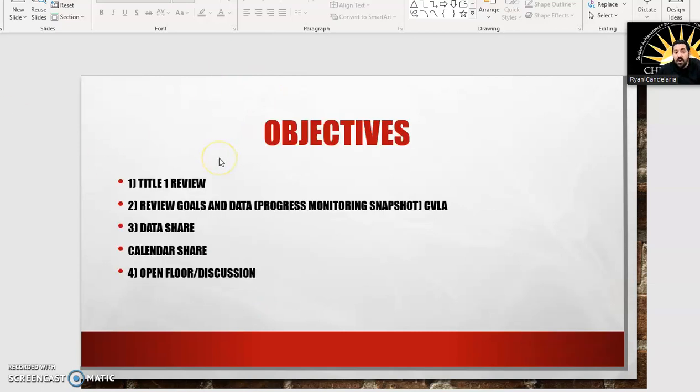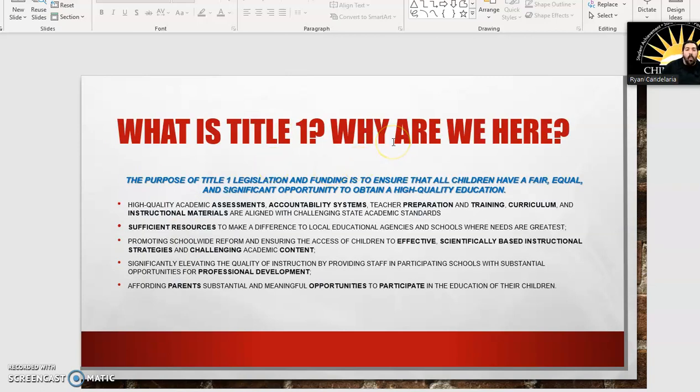First things first, here are our 5 objectives for today. We're reviewing Title I. We're going to follow that up by reviewing the goals and the data, sharing the calendar, and then allowing you to participate. So for that first objective for Title I, what is Title I? Why are we here? And it's quite simple.